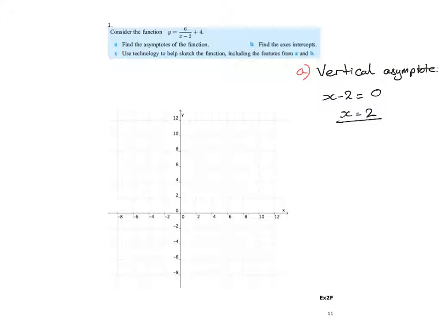So that is the equation of the vertical asymptote. And what does that look like? Well, let's draw it. So at 2, we should have a vertical line at x equals 2. Reminder, because it's x equals 2, we go through the x-axis, which we did at 2, and that's how you know it's a vertical line. Okay, now let's consider the horizontal asymptote.